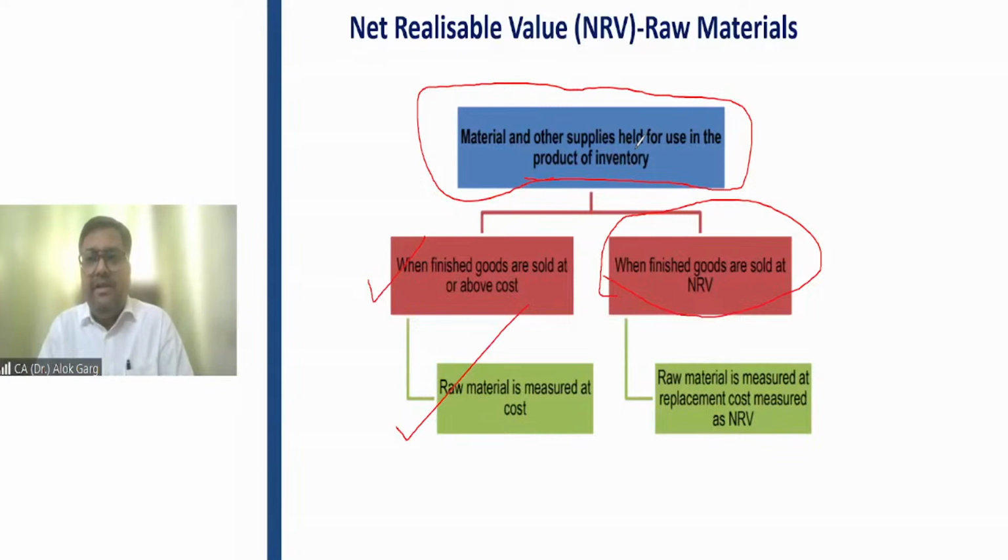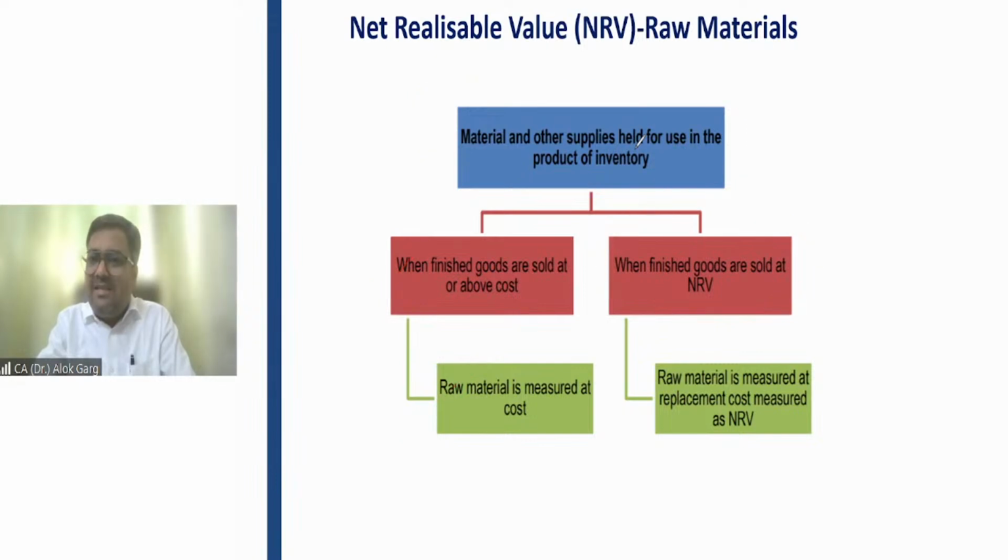There will be an impairment in the value of the raw material. If the value of the finished goods is 7,000 rupees, why will the industry purchase this raw material at 8,000 rupees? Of course, the demand for that raw material goes down, and the value of the raw material goes down. So in that case, if the finished good is getting sold at NRV, meaning less than the cost, the raw material is also required to be measured at NRV or at replacement cost. Is that clear, friends? Pooja, is it clear or not clear?